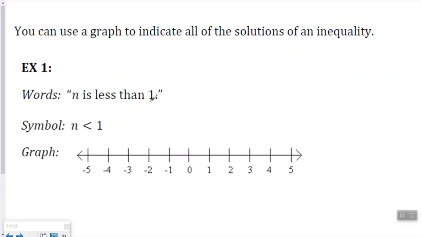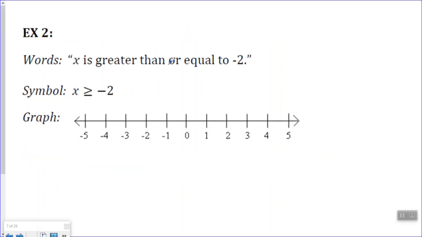So n is less than 1. You use an open circle, because there's no equal sign. And look at these numbers, -5, -3, -2. These numbers are less than 1, right? So you can draw an arrow here. So this represents n is less than 1. These numbers 2, 3, 4, 5 are greater than 1, so you don't draw the graph there.